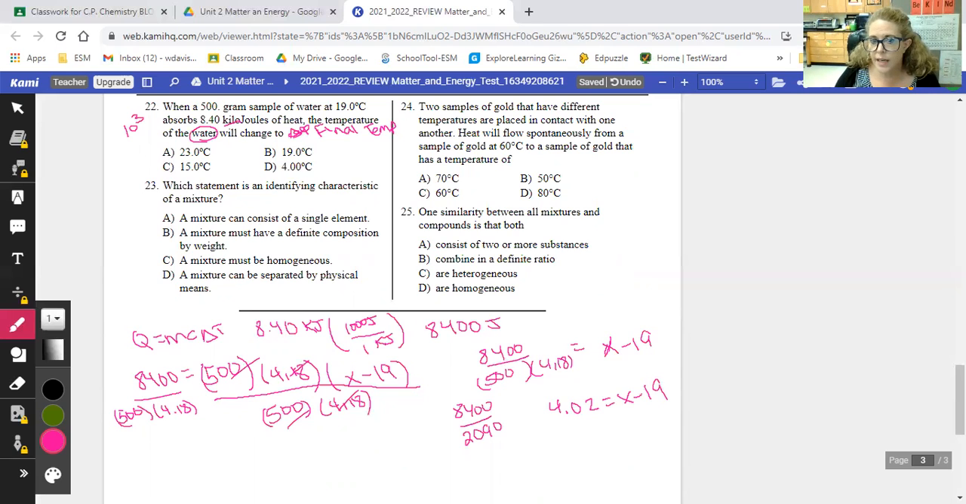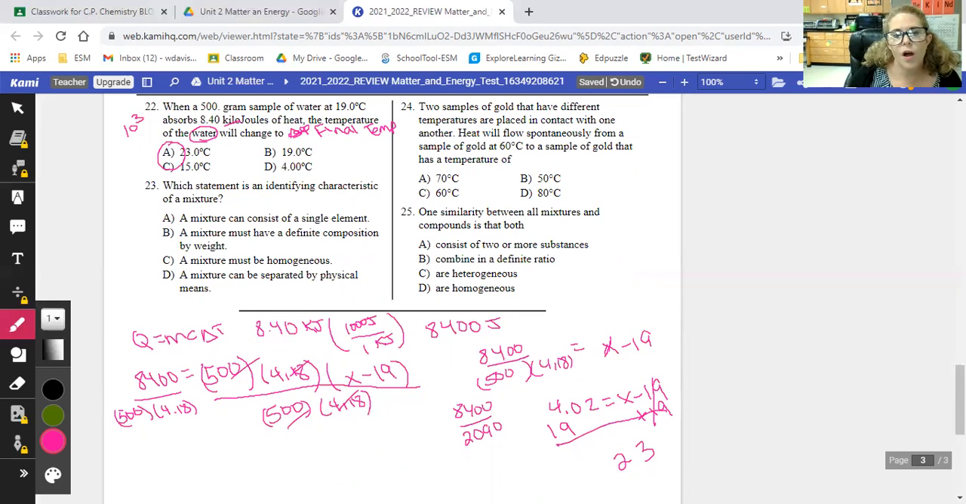So I still need to get x by itself. So I add 19 here, and then I add 19 here. And so I should get 23.019, so 23 degrees. All right, so 23 degrees.